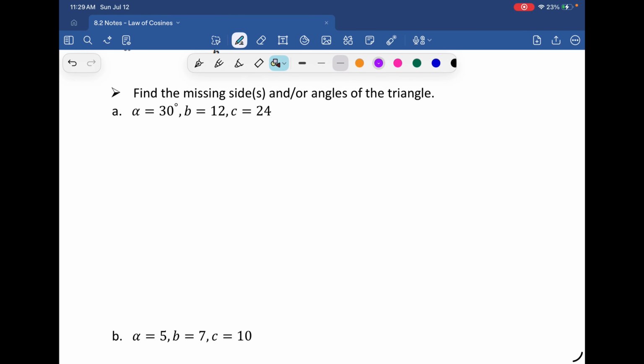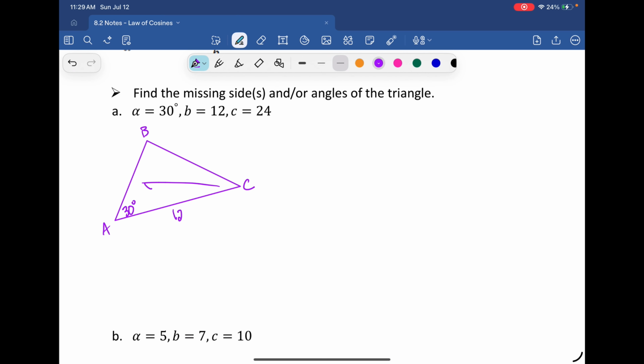Find the missing sides and or angles of the triangle. So I'm going to just sketch it. Angle A, B, C. We know angle A, 30. Side B, so right there, 12. Side C, which is there, 24. So we're side angle side. With the information that you have, you can find side A.